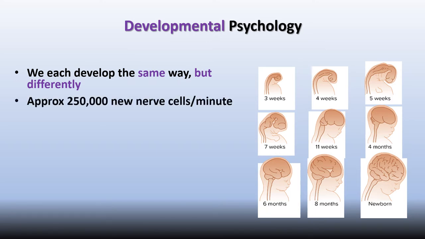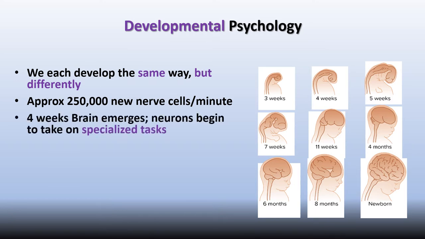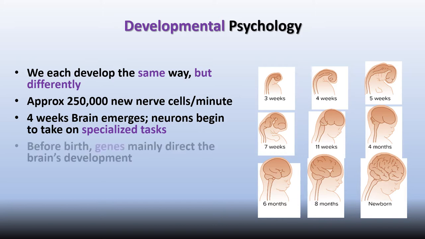It's interesting to think that when life begins, it's this rapid expansion, about 250,000 new nerve cells per minute. We see by week four the brain beginning to emerge and these neurons beginning to take on specialized tasks. That just means the cells and neurons are starting to do specific things that we would, down the road, recognize as brain-related activity. Before birth, the genes are mainly directing brain development, which makes complete sense, right? There's very little effect of the outside environment.